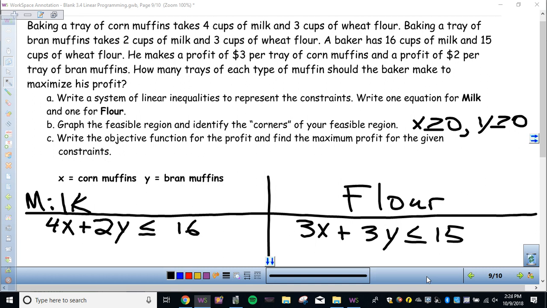Okay, the last thing we need is a profit equation. How much profit do you make with corn muffins?